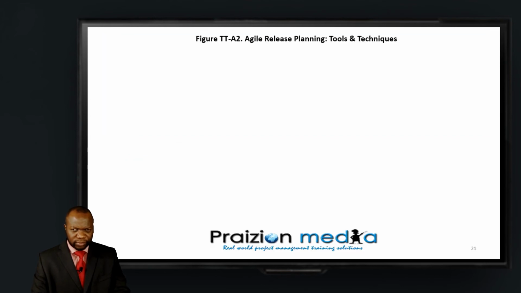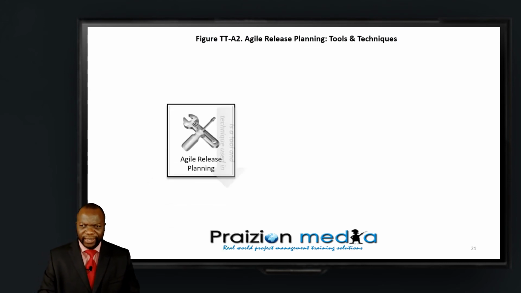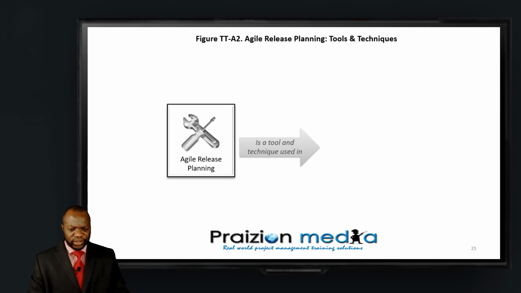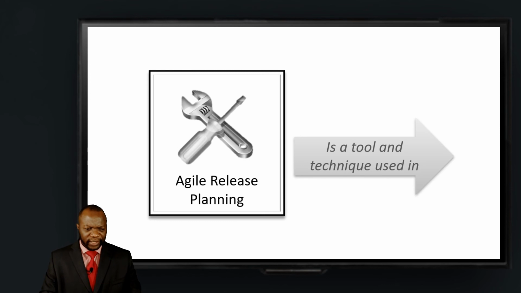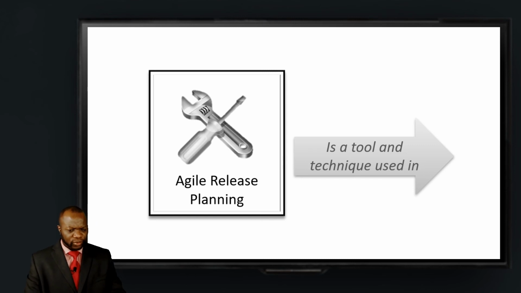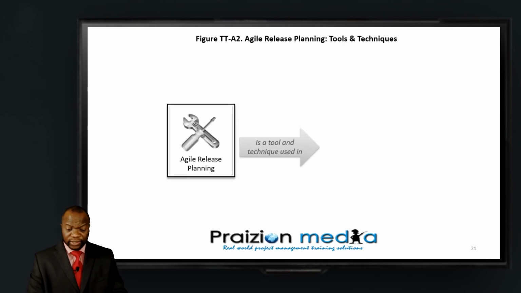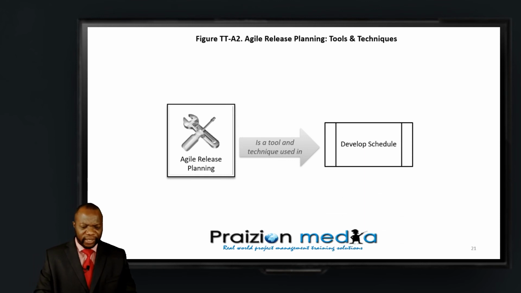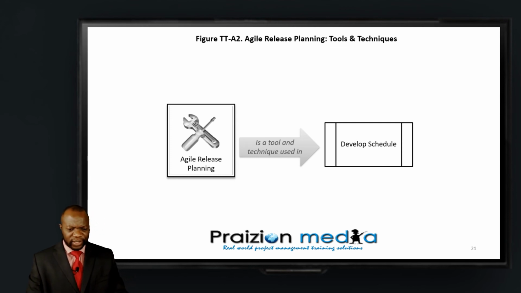Next question. This is a wildcard question. Agile release planning is a tool and technique of which process? Agile release planning is a tool and technique of which process? Three, two, and one. The answer to this, my friends, is develop schedule. Agile release planning is a tool and technique of develop schedule.